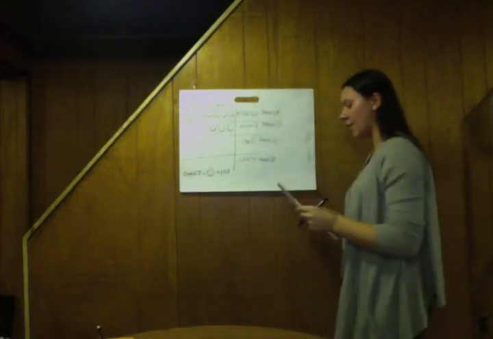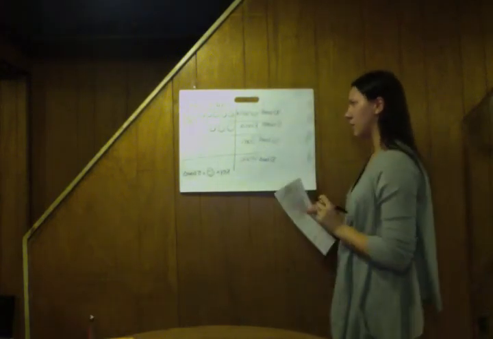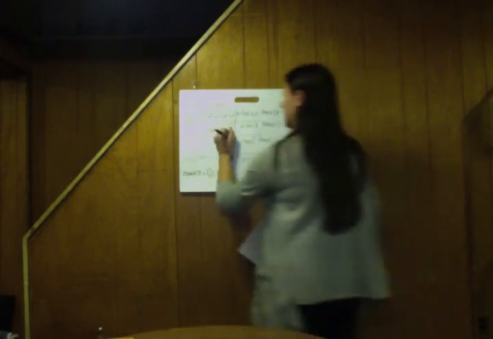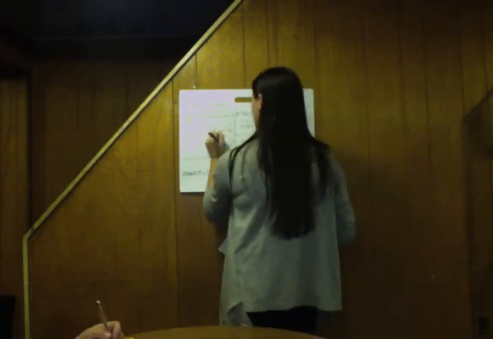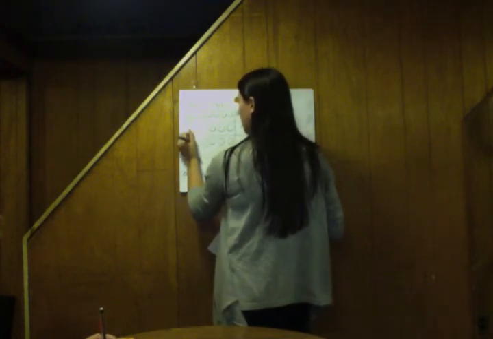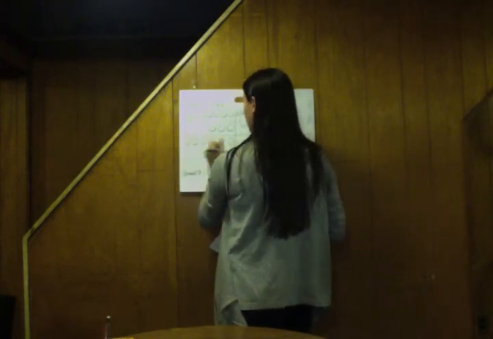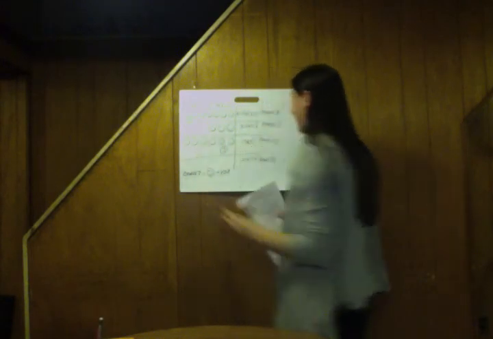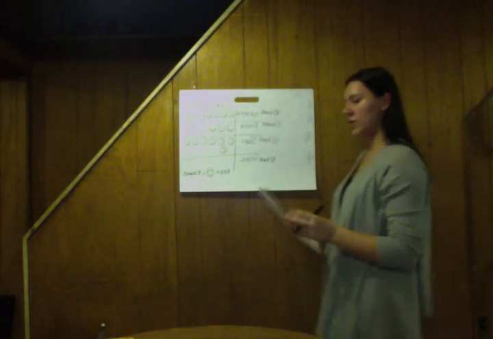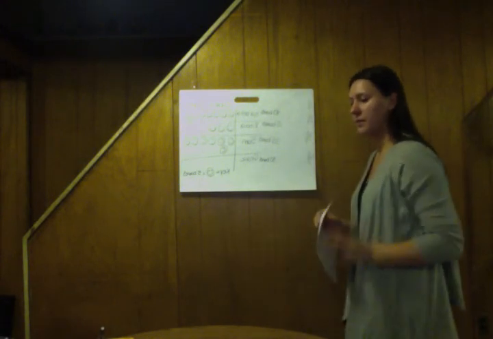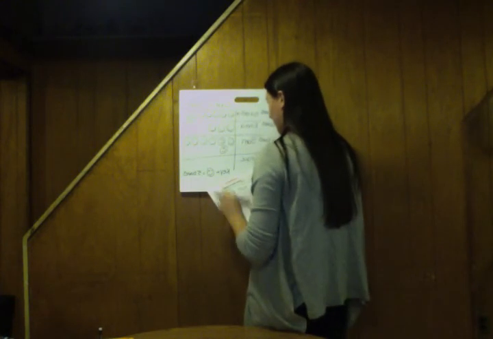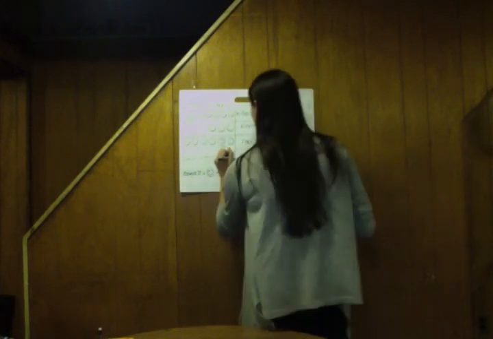Sam sold 35 boxes. So she's going to have 1 less than Isabel. 7. And then Grace sold the most boxes. She sold 50. So she's going to have how many? 9. No. 10. She's going to have 10 smiley faces.